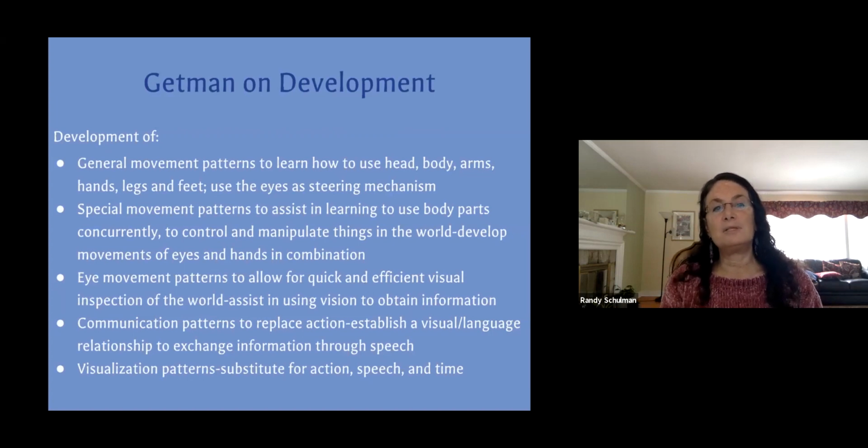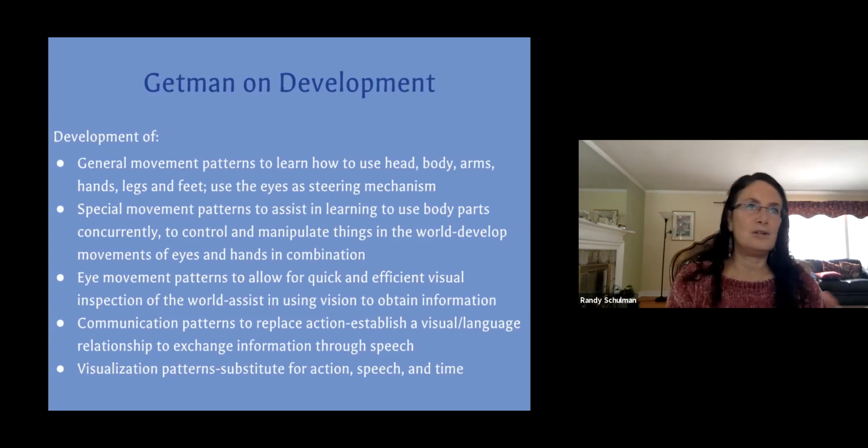Getman spent a lot of time talking about development and how we have general movement patterns. So you can think of more of the gross movement. We need to learn how to move our head, body, arms, legs, and feet. And the eyes is kind of just the steering mechanism. It's kind of like, okay, let's look over here, let's move that way.